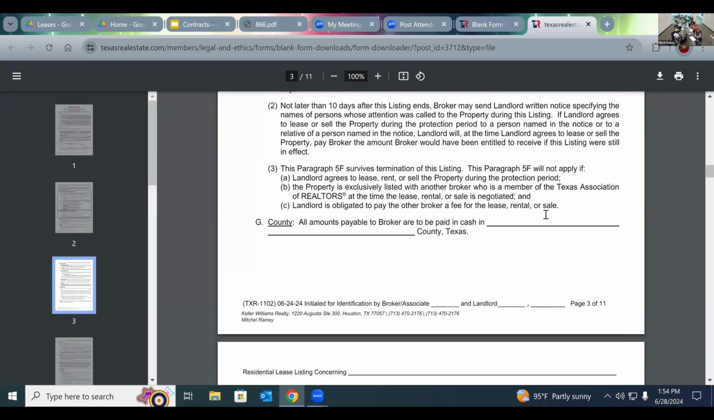G is always Harris County. It's where the brokerage is located, not where the property is located.